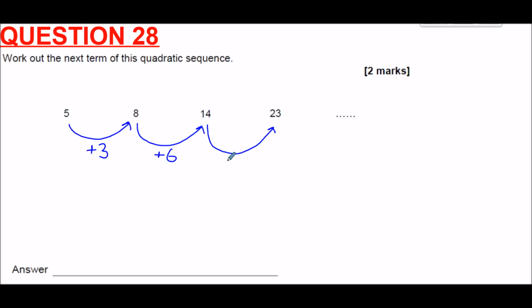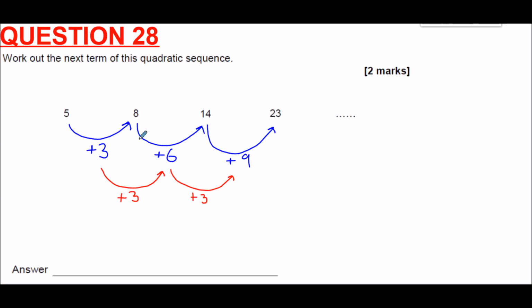From 14 to 23 is an increase of 9. Hopefully already you can see that the gaps are increasing by 3 each time. So it's not that the gaps are all 3, but the gaps themselves are going up in 3s. So what the gaps are increasing by is constant.